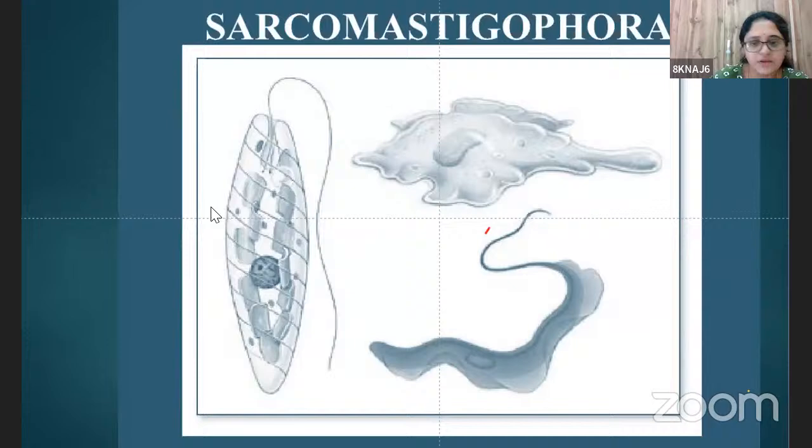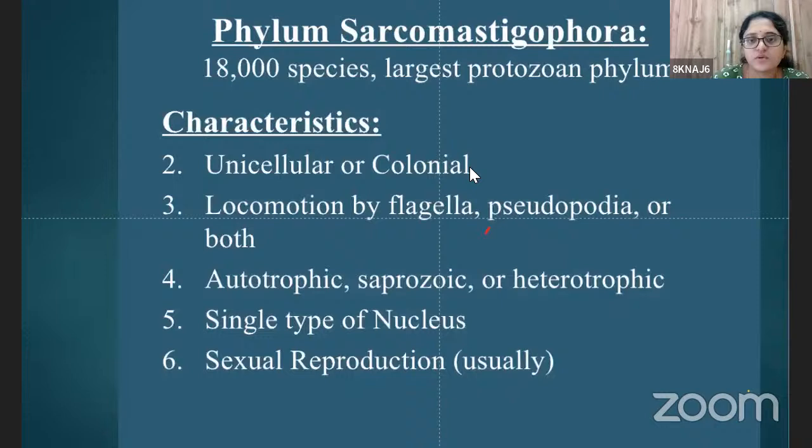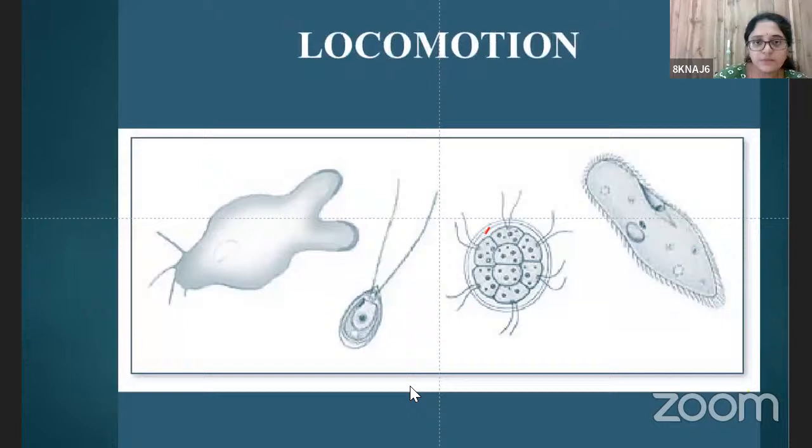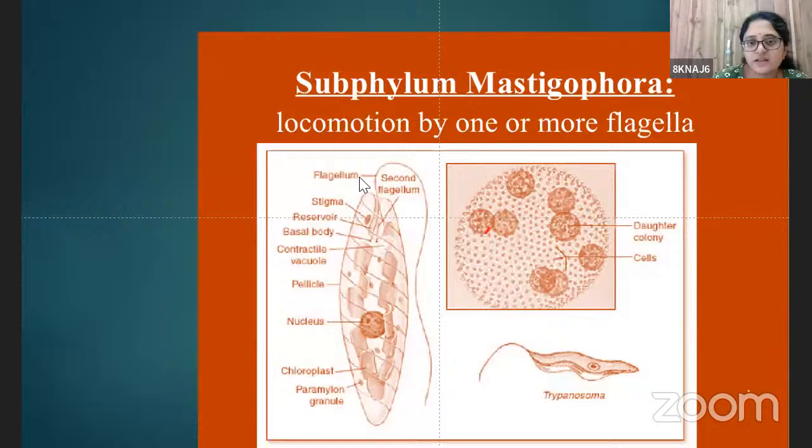And then this is the subphylum, or the class Sarcomastigophora: autotrophic, saprozoic, or heterotrophic, single type of nucleus, asexual reproduction, and sexual reproduction is seen by syngamy. And this is locomotion by a single or two flagellae maximum. And then this is the subphylum Mastigophora. You can see that locomotion is by one or more flagellae.